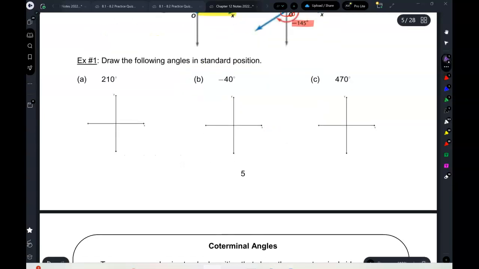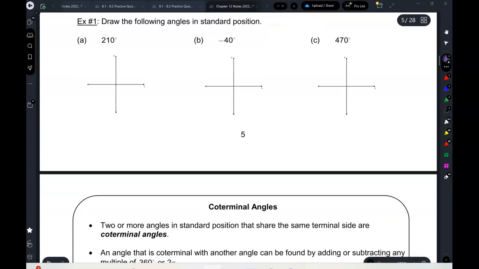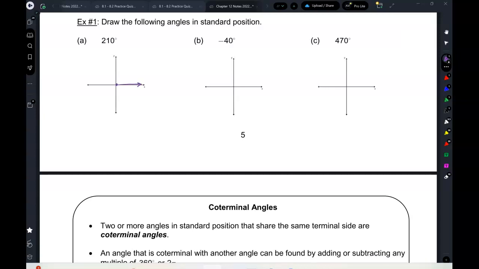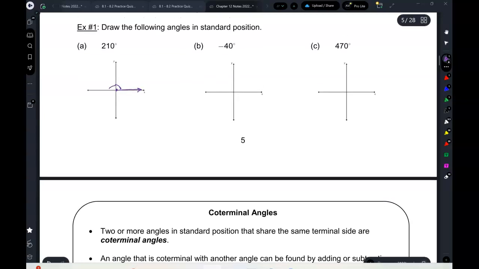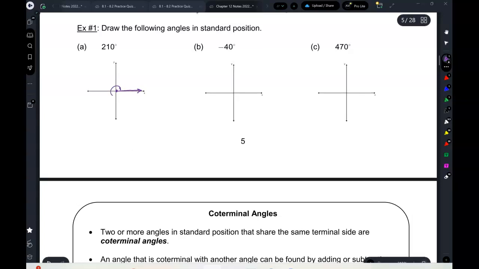So let's go ahead and draw these angles, and I'll tell you exactly what I'm looking for if you would like to get full credit. We want them in standard position. So we start here along the x-axis. Now, you have to show me which way you're rotating. We're going to rotate 210 degrees. Each corner is 90 degrees, right? So 90, 180, 210 is here.